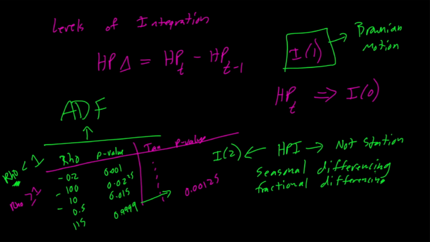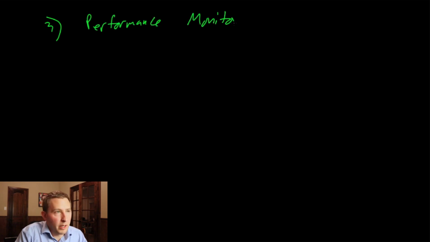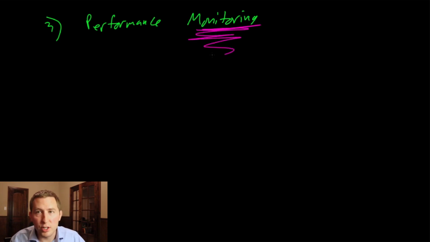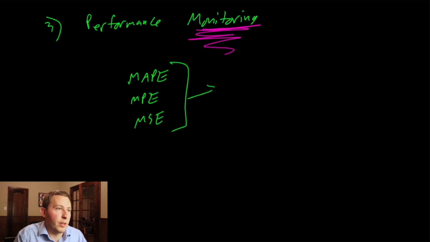And then finally here to wrap up this whole video, we're going to talk about the third point, and this is going to be performance monitoring, and more importantly, just monitoring in general. Typically what I see people talk about a lot in finance and banking and other industries as well is they say, okay, we are going to monitor something like your MAPE, or your MPE, or your mean squared error. And they're going to have some rule here, so you have thresholds here.